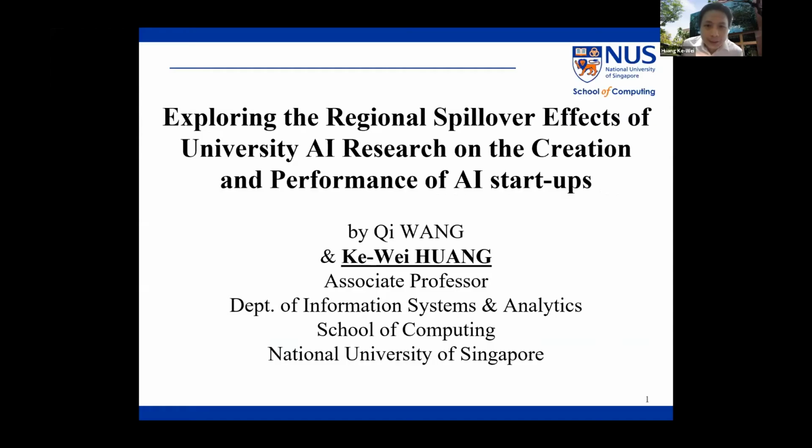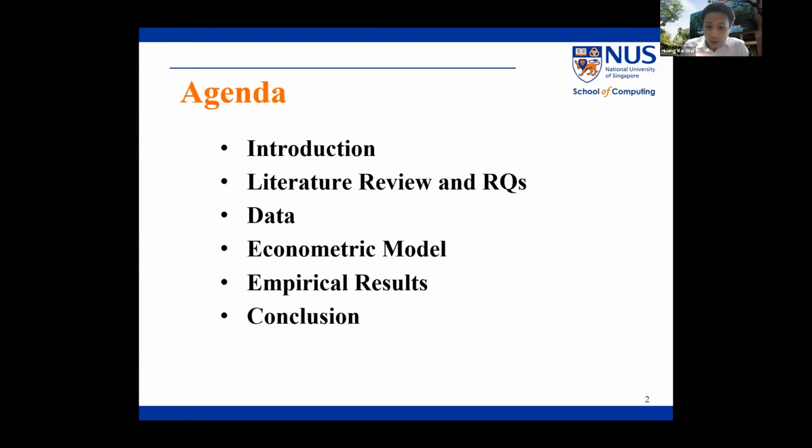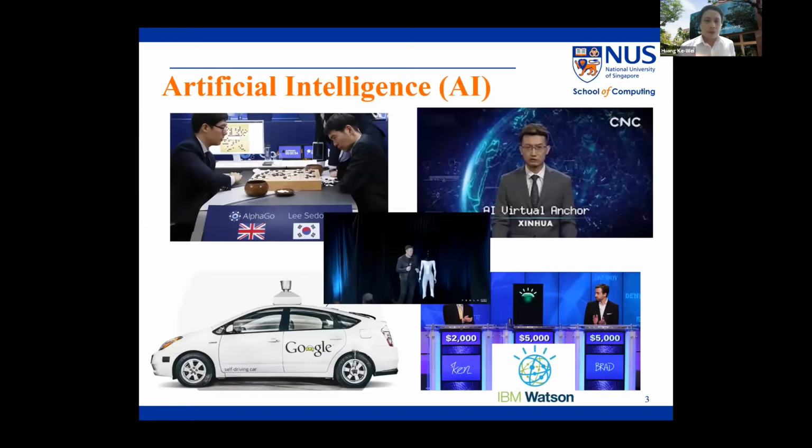Okay, Ke-Wei. Good afternoon, everyone. It's my honor to present my paper today. This is joint work co-authored with my most senior PhD student, Wang Qi, who is graduating this year. The topic is exploring the locational spillover effects of AI publications at universities on the creation and performance of AI startups. The flow of today's talk is quite typical. I'll provide some motivation, a very brief literature review, and then go over the data and the empirical results of this study.